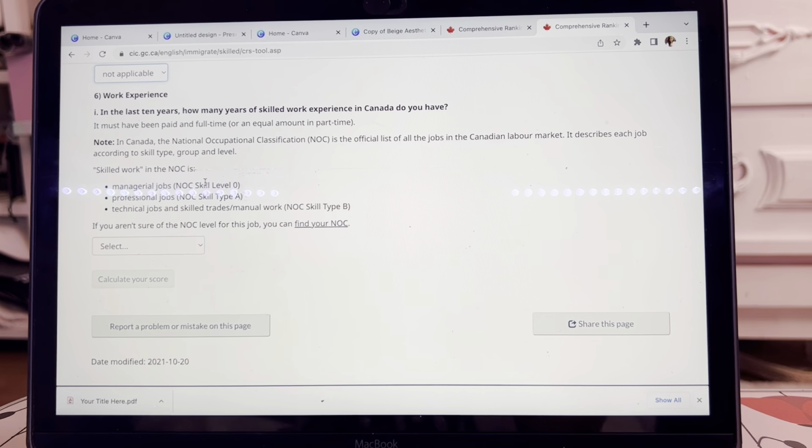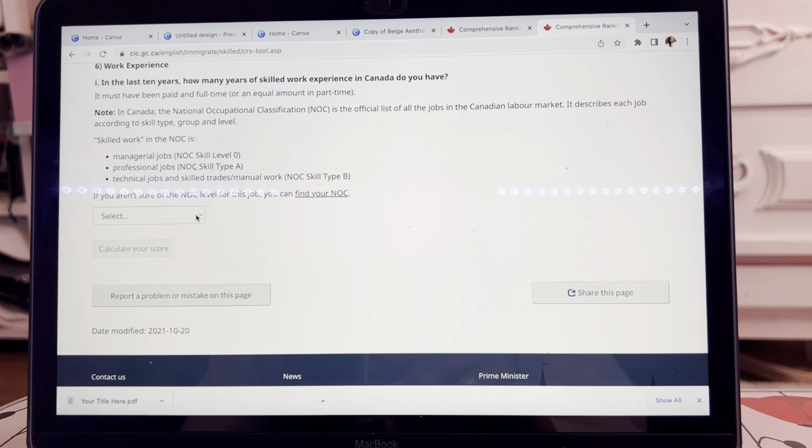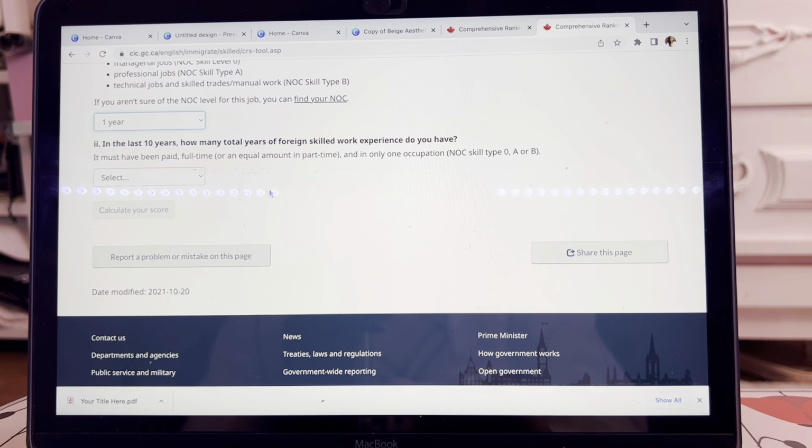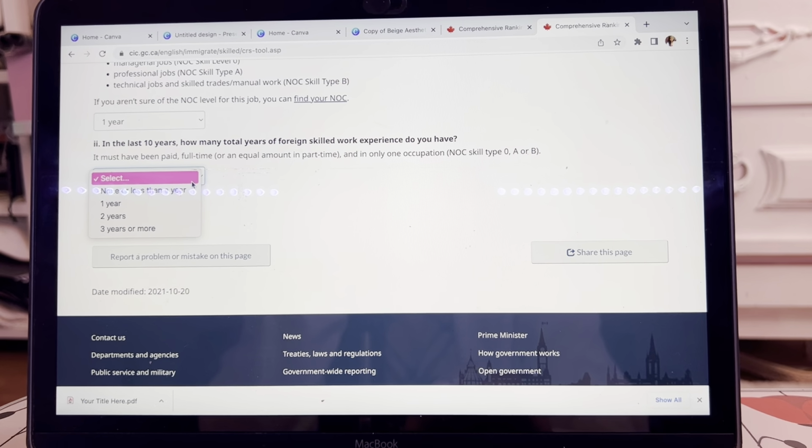In the last 10 years, how many years of skilled work experience in Canada do you have? So let's pretend that this is just my 1 year of skilled work experience. So just 1 year. And then how many total years of foreign skilled work experience do you have? So I haven't worked in the Philippines. I just flew straight here after graduation, after oath taking as a registered psychometrician. So I never worked in the Philippines.